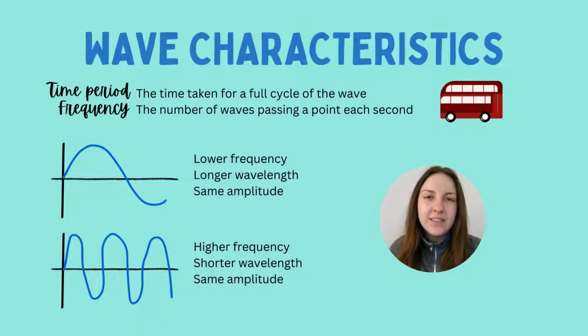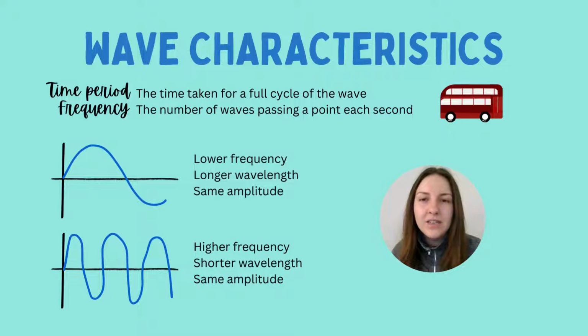Okay, so wave characteristics, there's two specific keywords that you need to know the definitions of. So the first one is time period, and this essentially is the time taken for a full cycle of that wave. And frequency is the second word, and this just means the number of waves passing a point each second. Now, the way I like to think about this is if you've ever caught a bus before and you're waiting for the bus to arrive, you'll know that your bus will arrive every 10 minutes, or the frequency of that bus is every 10 minutes, whereas the time taken is the 10 minutes. That's the time period. So essentially, frequency and time period are very much interlinked. And we're going to talk about some of the maths behind this as well.